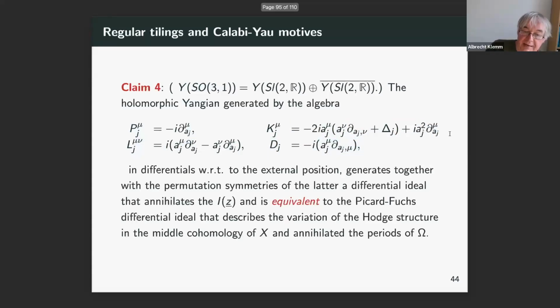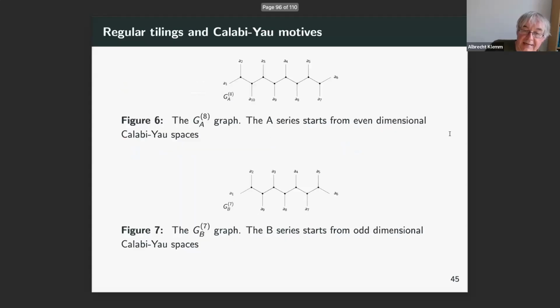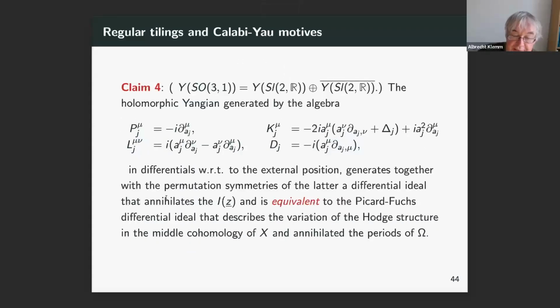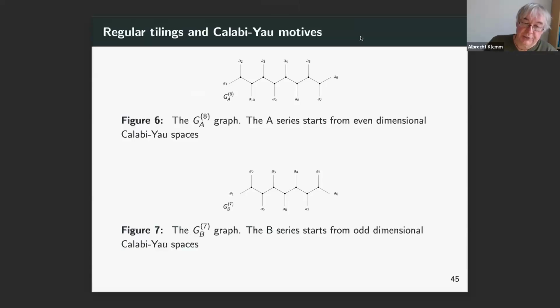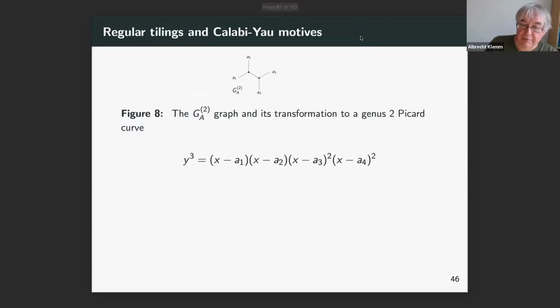And you have to form the Yangian of that, and the Yangian of that is actually, that is the 4th claim, and this is the most amazing claim to me, that the Yangian is equivalent to the Picard-Fuchs differential ideal that describes the variation of Hodge structure of this Calabi-Yau. So that is the application to the φ⁴ Feynman graphs, and maybe you can also see that this works for the hexagonal graphs, and then you get another Calabi-Yau space.